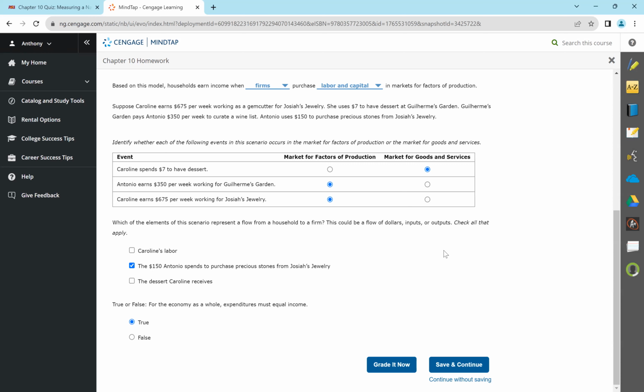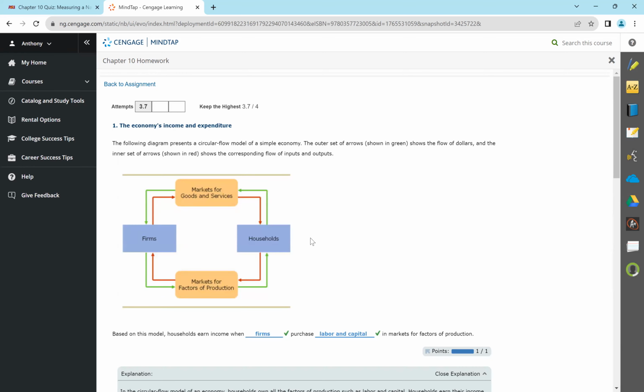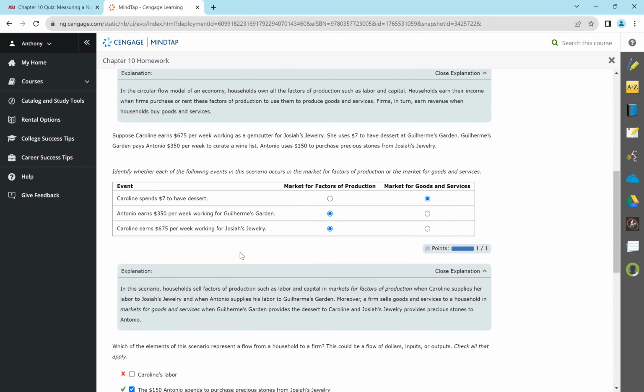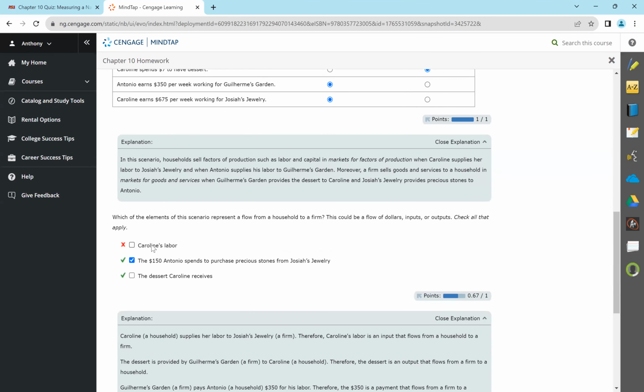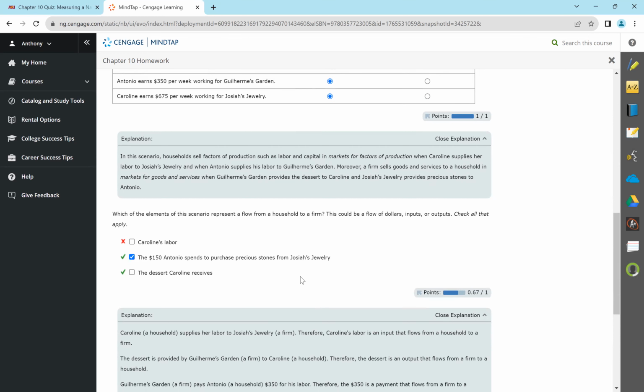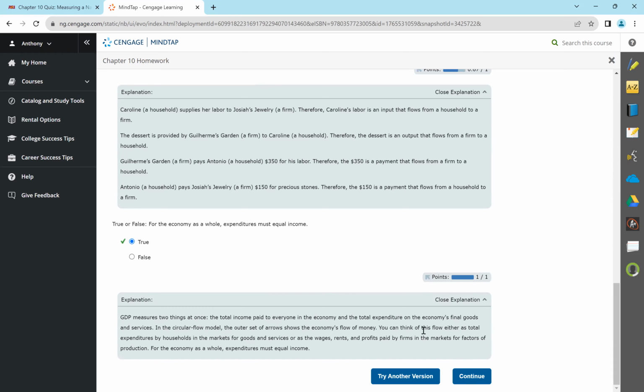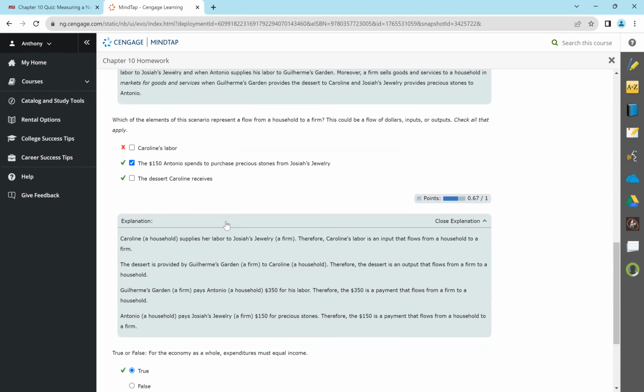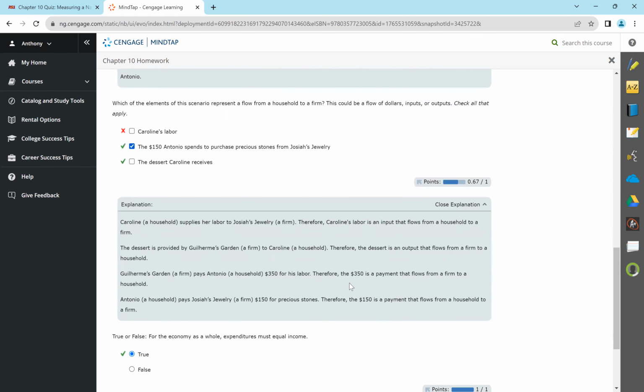This looks as good as I can do at the moment. Okay, let's grade it now. Oh, this is so painful. Which one was wrong here? Oh, so Caroline's labor. Huh. So that means it should have been checked. If you check this, it'll mark it wrong. It's a little bit unclear, but now I see. Oh, you don't get another chance, huh? Well, you can, you just got to redo the whole thing. Yeah. We'll just go to the next one.